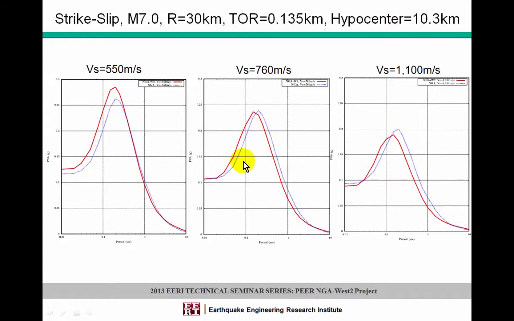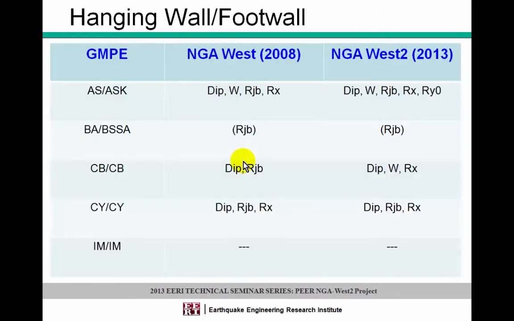It's not as severe or drastic if you compare just a Campbell-Bozorgnia model. So again, this is emphasizing the fact that if you compare individual relationships, you can see some significant differences, but when you compare the averages, it's not as significant, as to be expected.